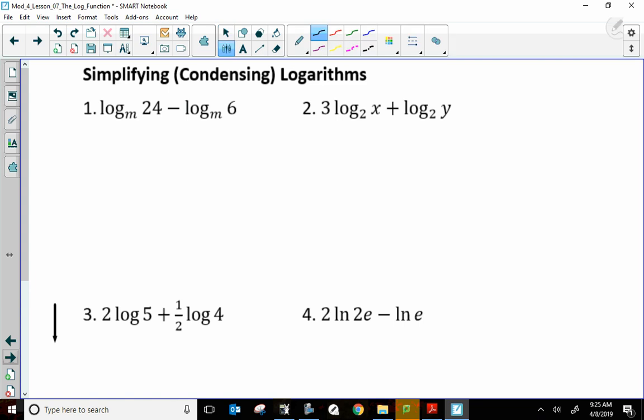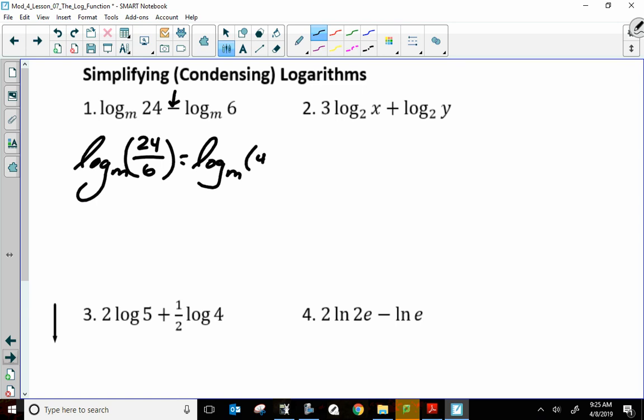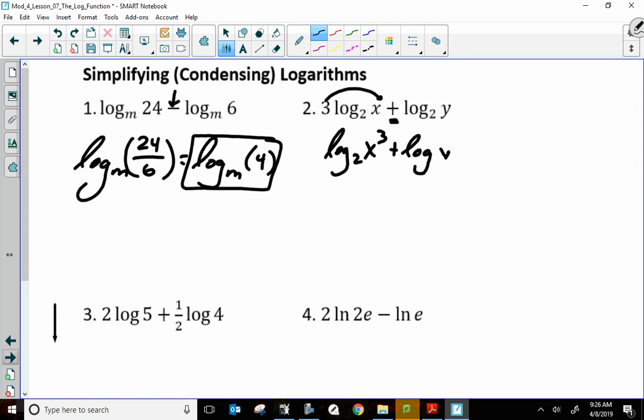Now, just like we broke things apart, we're going to condense them and put them back together. This first one, subtraction, goes back to division. So it's log base m of 24 divided by 6. And we know 24 divided by 6 is just 4. Bam. 2. Coefficients become exponents again. So this is going to be log base 2 of x cubed. And when I add, that goes back to multiplication. So now I've got log base 2 of x cubed times y.